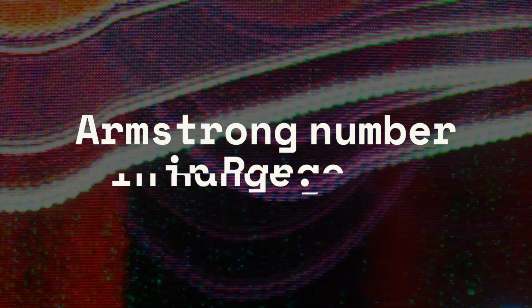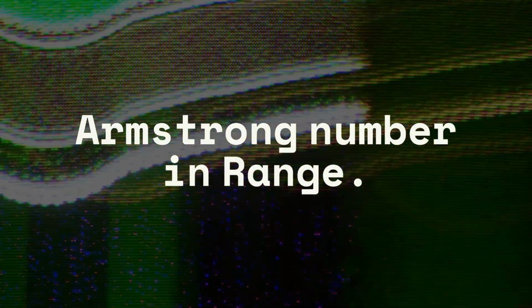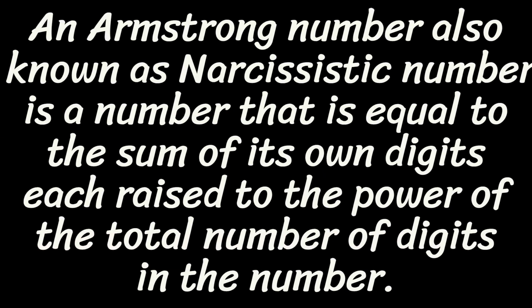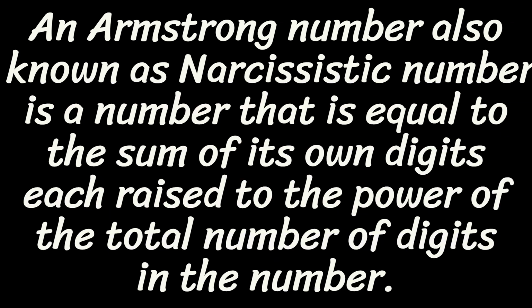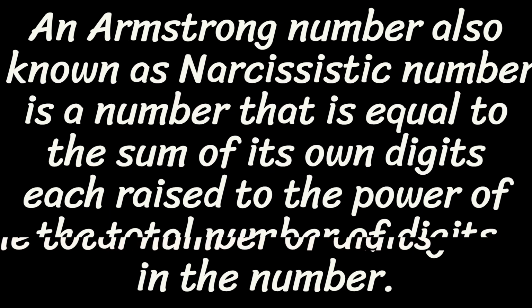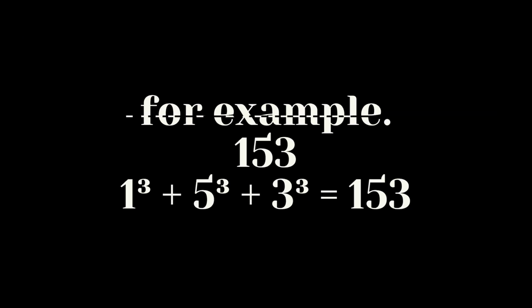Question number 4. Print Armstrong numbers in a given range. Firstly, we have to understand what an Armstrong number is. An Armstrong number, also known as a narcissistic number, is a number that is equal to the sum of its own digits, each raised to the power of the total number of digits in the number. For example, in 153 the total number of digits is 3, and 1 raised to the power 3 plus 5 raised to the power 3 plus 3 raised to the power 3 equals 153. Hence, it is an Armstrong number.